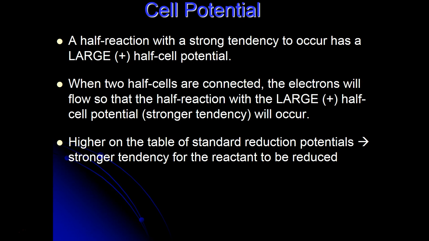Higher on the table of standard reduction potentials means the stronger the tendency for that reactant to be reduced. So remember, top of the table, that's the stuff that wants to be reduced. That's the stuff that's a really good oxidizing agent.